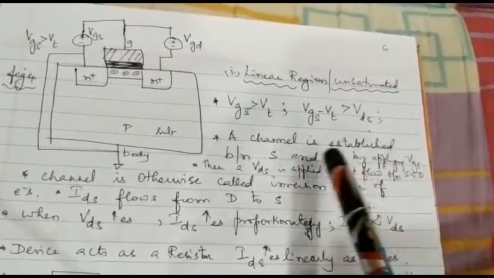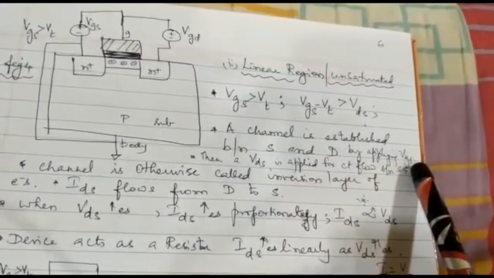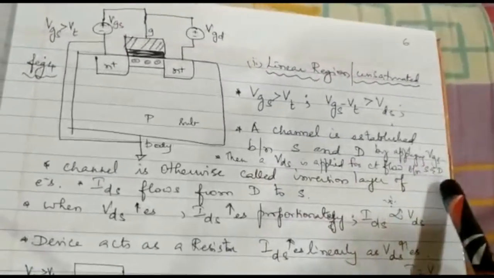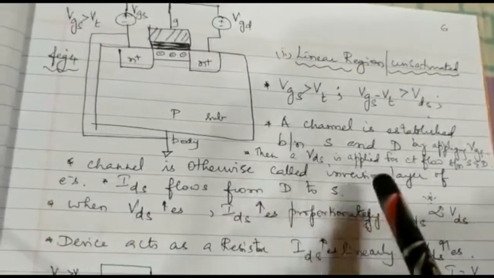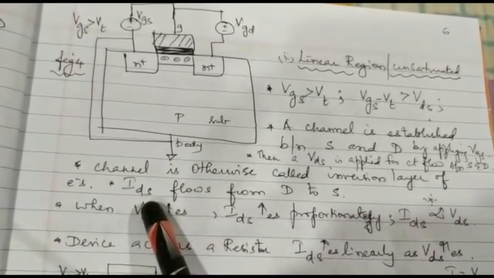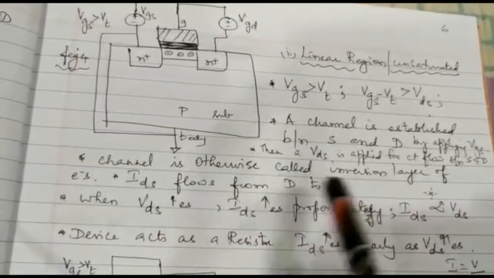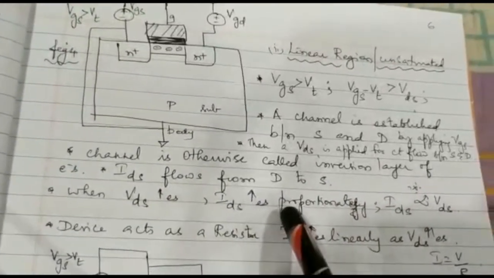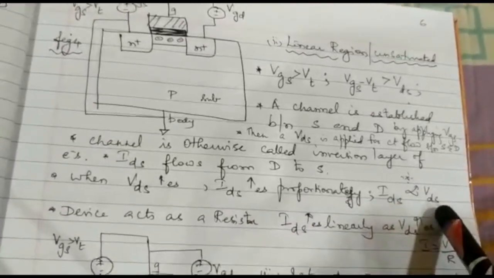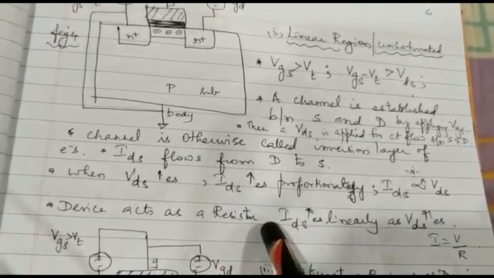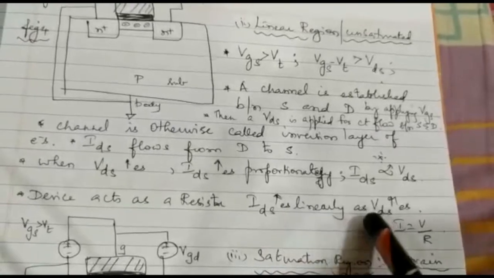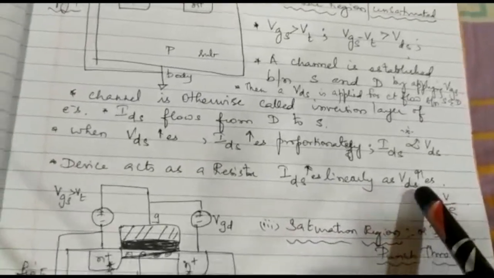So a channel is established between source and the drain by applying VGS. Already I have told this. Then a VDS is applied for current flow between source and the drain. The channel is otherwise called as inversion layer of electrons. So when a VDS is applied, a current IDS flows from drain to source. When VDS increases, IDS also proportionately increases. That is, the IDS is directly proportional to VDS. So the device acts as a resistor. We know Ohm's law, I is equal to V by R. So the current flows linearly as the voltage applied increases.